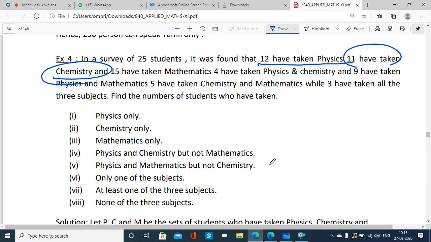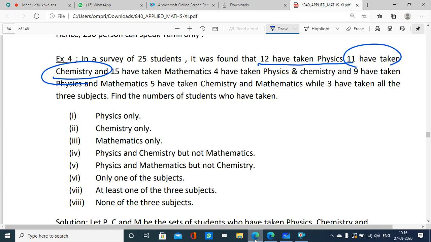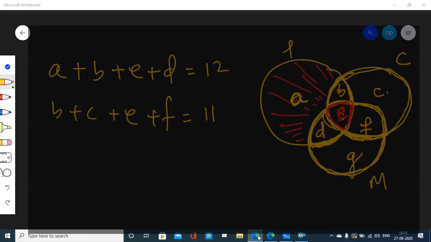Then 11 have taken chemistry. The number of students who have taken chemistry is 11. So B plus C plus E plus F is what? What is it given? 11. Get it?